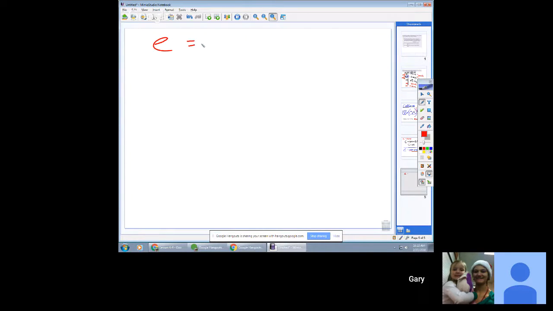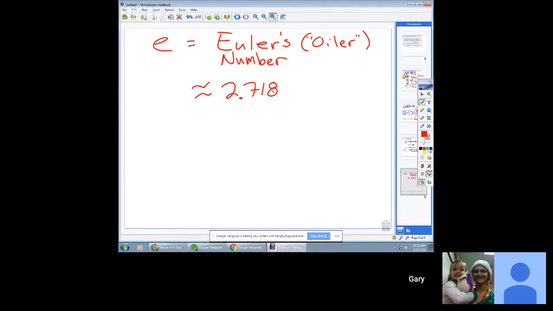So E is sometimes called Euler's number. Euler was a math guy from a long time ago. It looks like Euler, but it's pronounced Euler. And it's approximately 2.718. Let's go 1828, say. And it keeps going without a pattern, kind of like pi does, a lot like pi. If you have a log and you use E as the base, that's what we call the natural log.